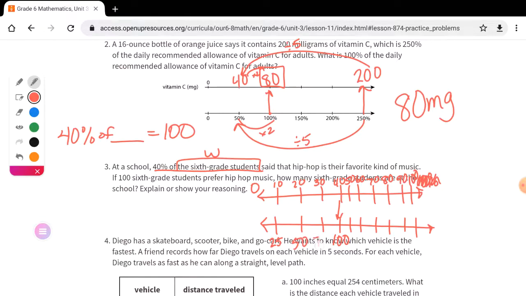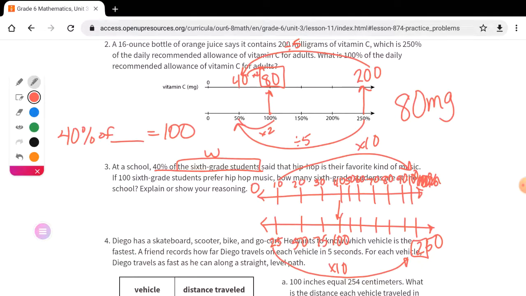25, 50, 75. Where am I trying to get to? 100. Let's see, 50, 60, 70, 80, 90. So I'm trying to get to here. I'm just going to loop from there to there. How do I get from 10 to 100? Times 10. What's 25 times 10? 250. So there are 250 6th grade students at the school.